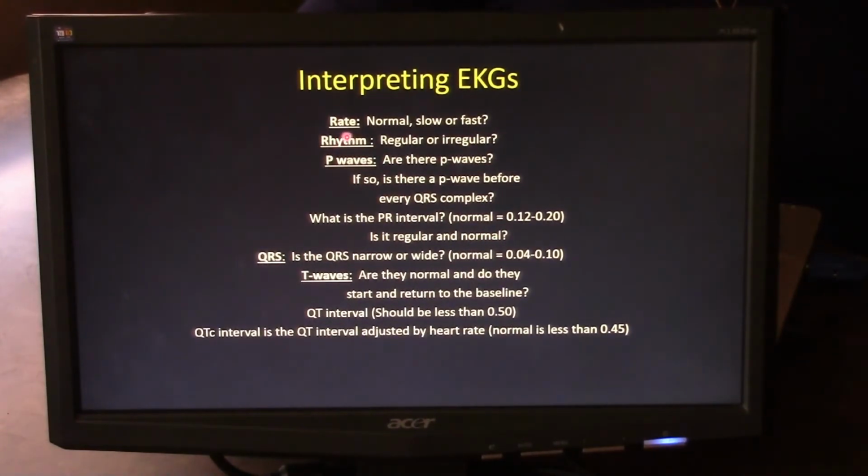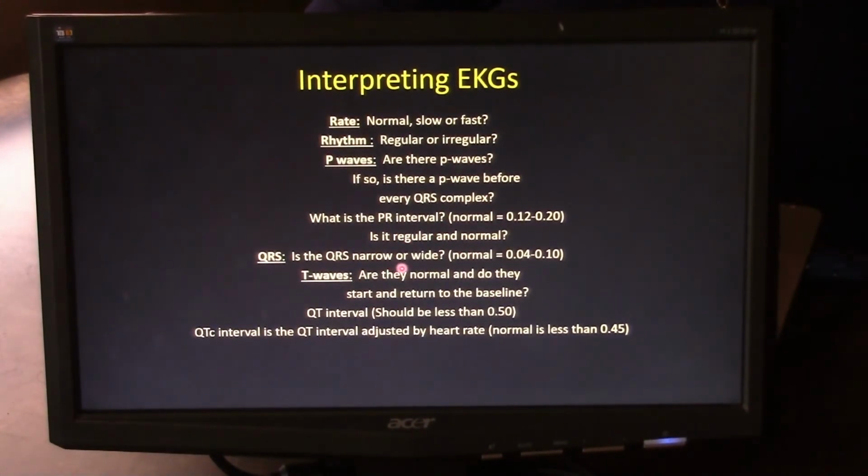First thing you want to look at is the rate: normal, slow, or fast? And we all know that normal heart rate for the adult is 60 to 100 beats per minute. Is the rhythm regular or irregular? Do the QRS complexes fall at the same distance each and every time, or do they not? Are there any P waves? If so, is there a P wave before every QRS complex? And if so, what is the PR interval? We're going to get into that in a moment. Is it regular and normal?